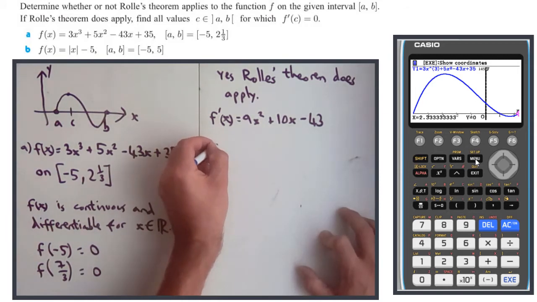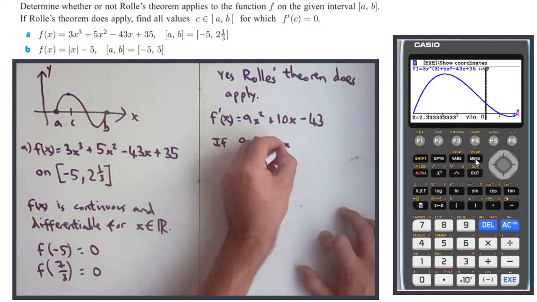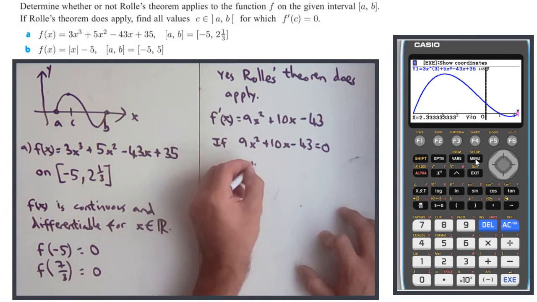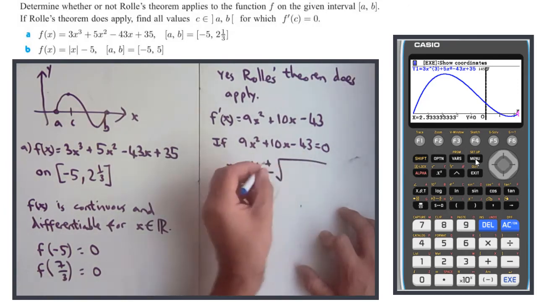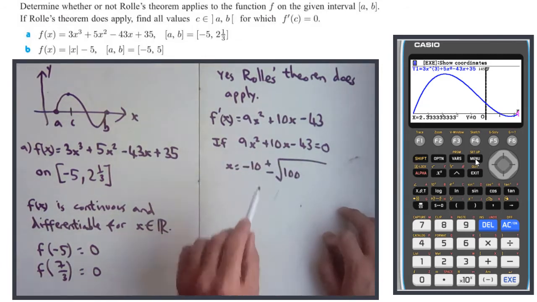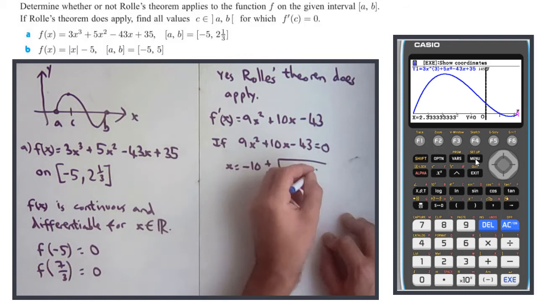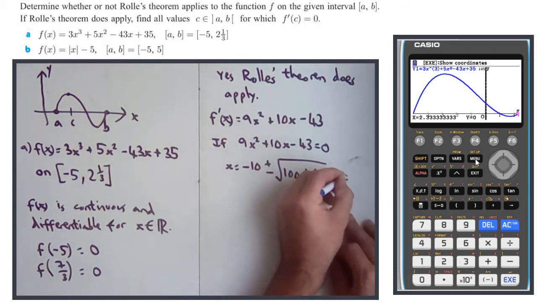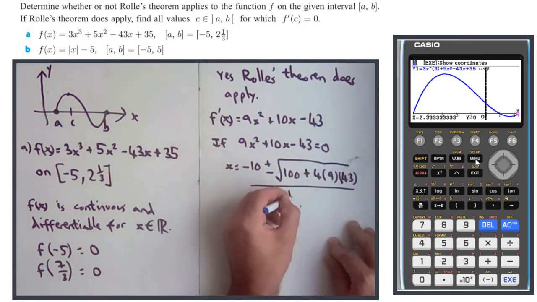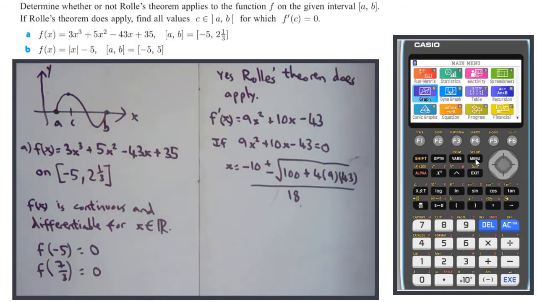So if 9x squared plus 10x minus 43 equals 0, then that means x equals minus b, minus 10, plus or minus the square root of b squared, that would be 10 squared, 100, minus 4ac, so you've got a negative there, so that would be plus 4 times 9 times 43. Huge numbers we're dealing with here, all over 2a, well that would be 2 times 9, which is 18, so not the nicest number in the world.